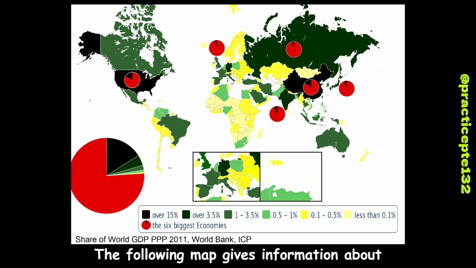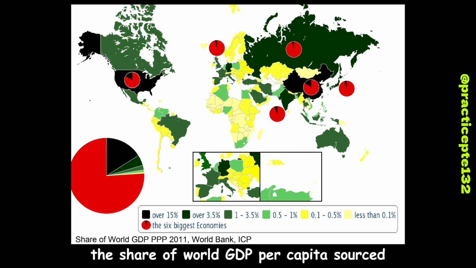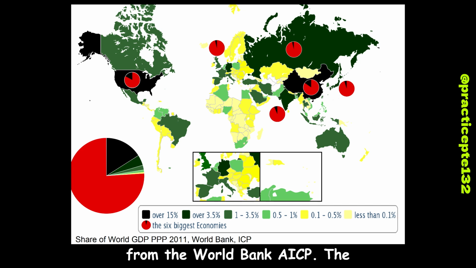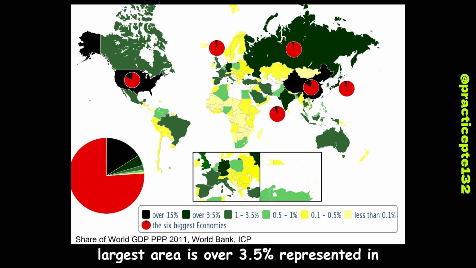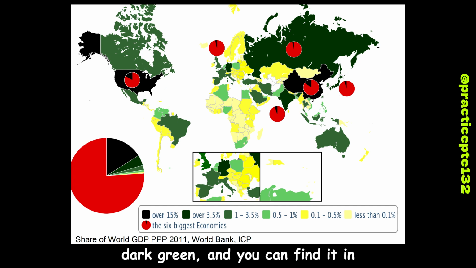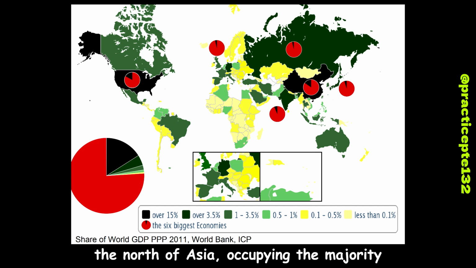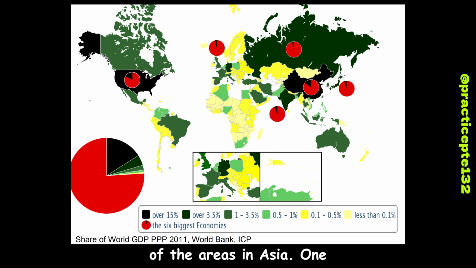The following map gives information about the share of world GDP per capita sourced from the World Bank, ICP. The largest area is over 3.5% represented in dark green, and you can find it in the north of Asia, occupying the majority of the areas in Asia. 1 to 3.5% represented in green, and over 15% in black also have large areas.